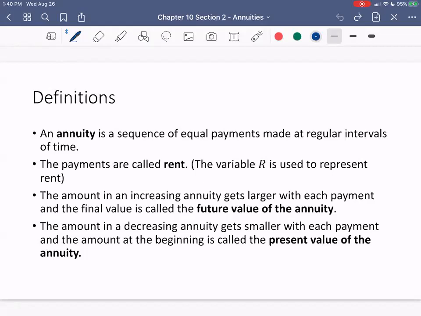The other type of annuity is called the present value of the annuity. The amount in a decreasing annuity gets smaller with each payment, and the amount at the beginning is called the present value of the annuity. What the present value of the annuity does is it gets smaller because of the rent that you're pulling out. You put money into an account, and the rent is getting paid to maybe you, for instance. The account's getting smaller and smaller, all the way till it depletes in the end. The future value is the opposite. It doesn't start with a lot, and you keep putting in, and then you're left with the future value. So let me give you a couple examples of the two types.